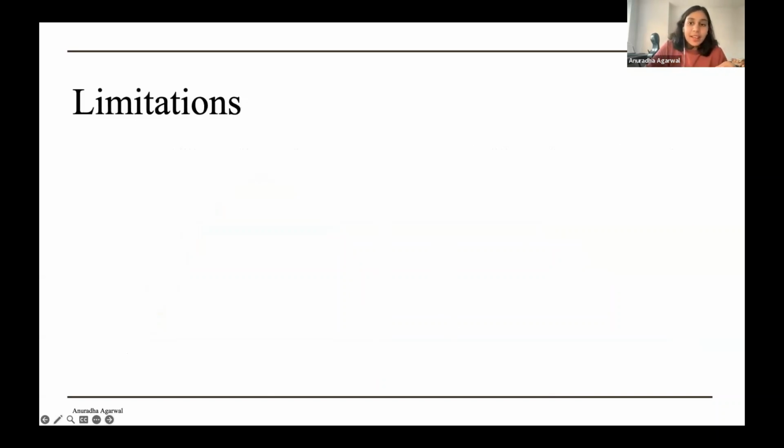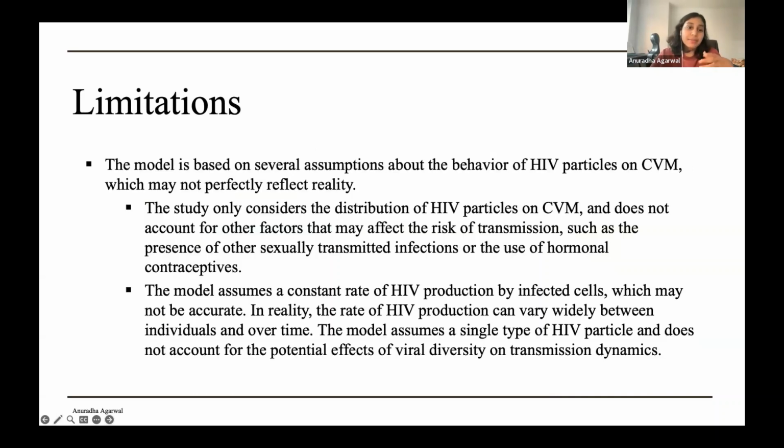Okay. So like any scientific study, this project has several assumptions and limitations that should be acknowledged. Firstly, the study only considers the distribution of HIV particles on the CVM and does not account for other factors that may affect the increase in risk of transmission, such as presence of other sexually transmitted infections or the use of hormonal contraceptives.